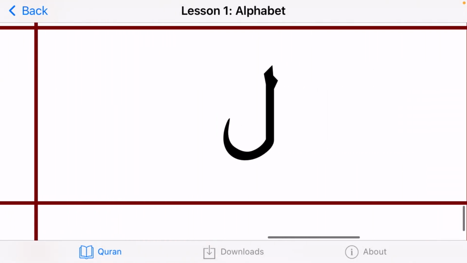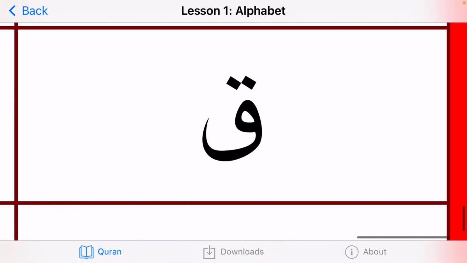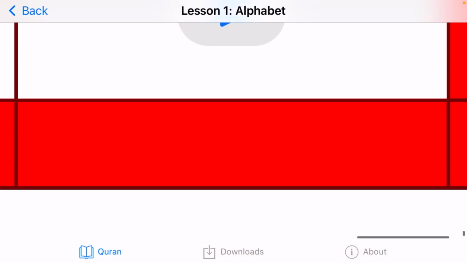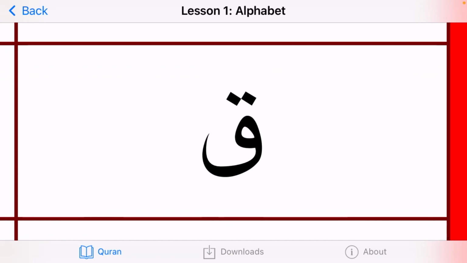This one is lam. This one is qaf. Again, qaf, as you can see, has 2 dots above and fa has 1 dot above. Waw has no dots above. That is the end of this exercise.